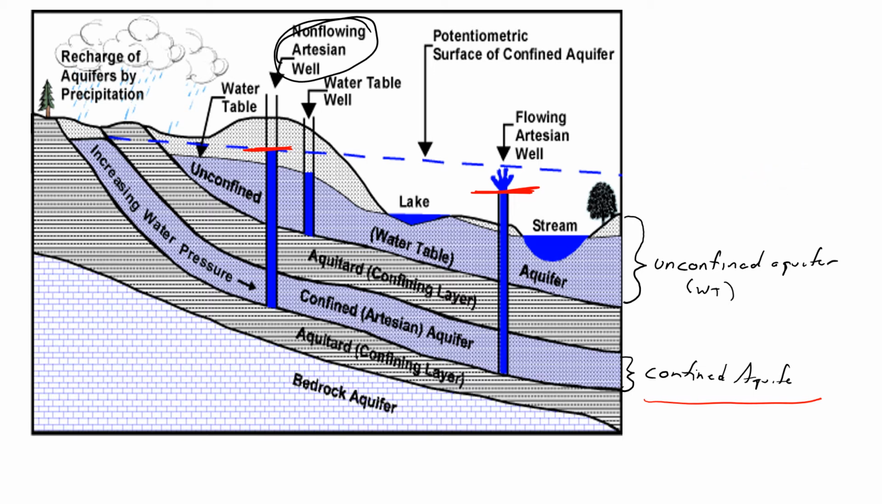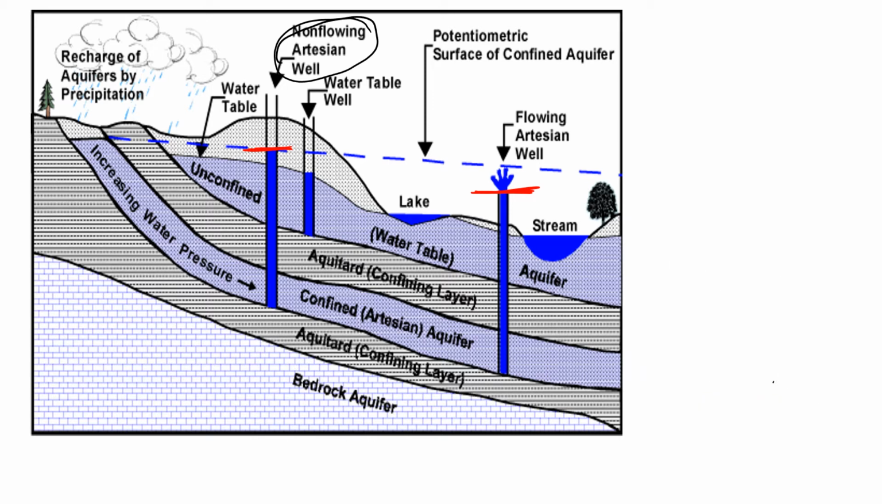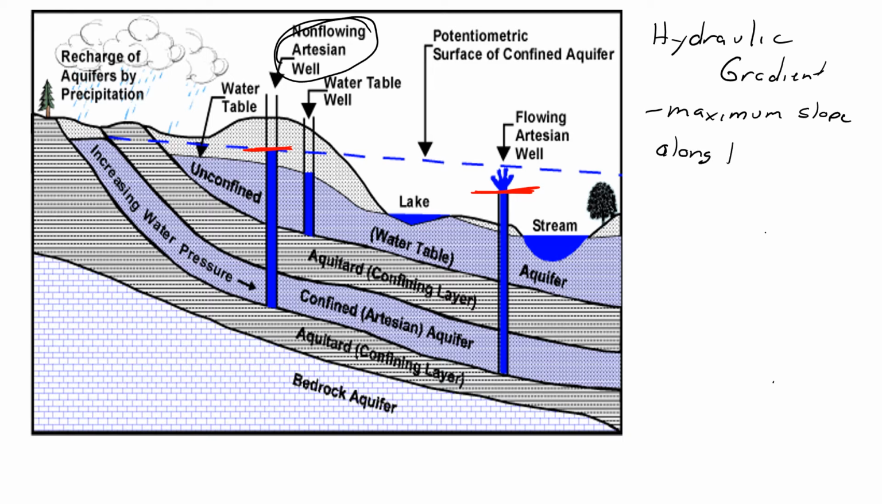All right, so that brings us to the final term I want to introduce today, which is called the hydraulic gradient. This will be one of the more important terms that we will deal with the rest of the semester. This is the maximum slope along the potentiometric surface.